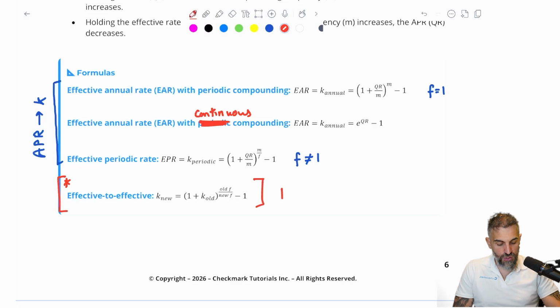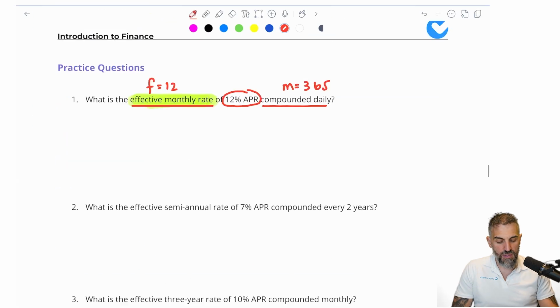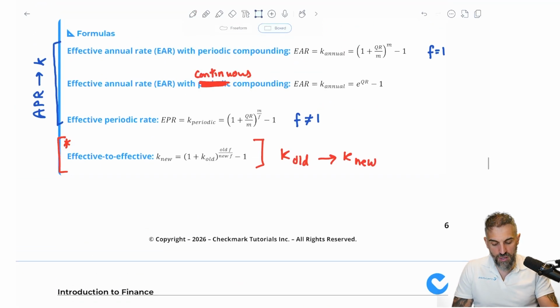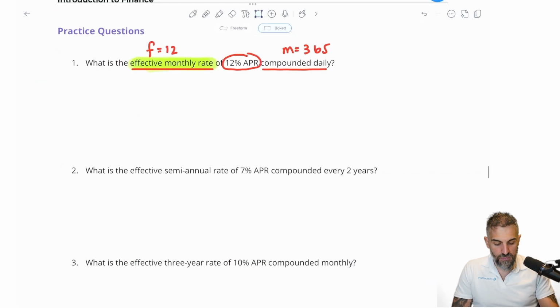This one is when you're trying to go from K old to K new. When you have an effective rate, but it's just like the wrong one for what you're trying to do, so that's a completely different situation. Okay, back to this. Now because your M and your F, because your F is not 1, this is how you find the effective rate.